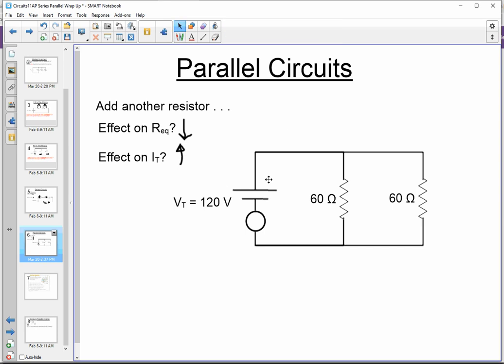Let's check the prediction with some math. Here we have two 60s in parallel. If we use our rule of thumb about identical resistors in parallel, we would take the resistance of one of them, 60 ohms, and divide by the number of resistors, which would be 2. So 60 over 2 would be 30. So the equivalent resistance originally will be 30 ohms. Now, how much current will flow when you connect an R equivalent of 30 ohms to a potential difference of 120 volts? Well, Ohm's law tells us that that will be 4 amps of current.